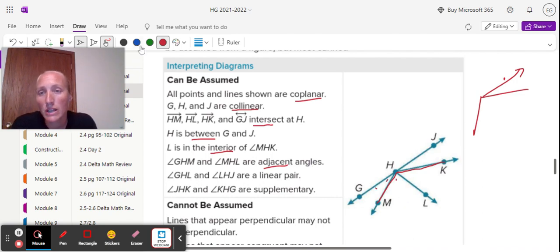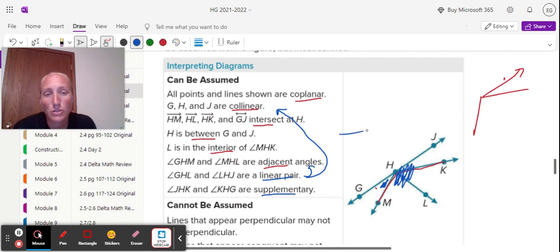You can also assume a linear pair. This is actually an assumption of two other things: since you can assume adjacent and since you can assume collinear, then you can assume a linear pair. So you have these points that are collinear and angles that are adjacent. Imagine this all as one angle right there, if you can follow that. GHM and MHJ are two angles adjacent to each other that make up the line GHJ, so we can get to that linear pair. And then from linear pair, you can assume supplementary.